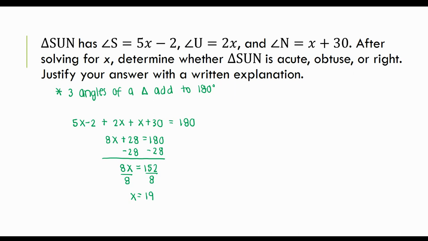So after solving for x, which we just got x to be 19, we're going to determine what type of triangle we have based off of the size of the angles. So that means I need to know, what is the measure of angle S? What's the measure of angle U? What's the measure of angle N? If I know each of those, that will help me determine if it's an acute triangle, an obtuse triangle, or a right triangle. So I'm going to substitute 19 in to each of these x's.